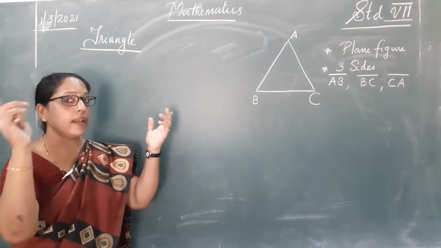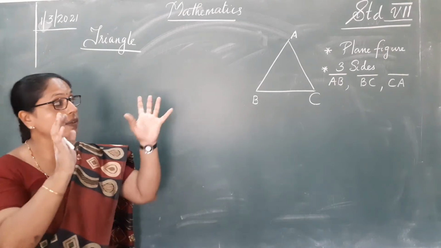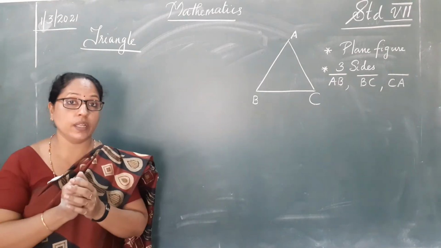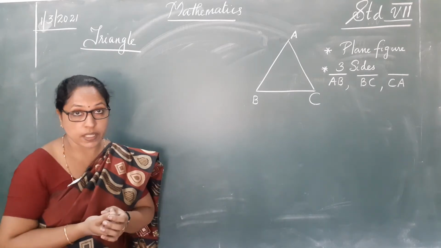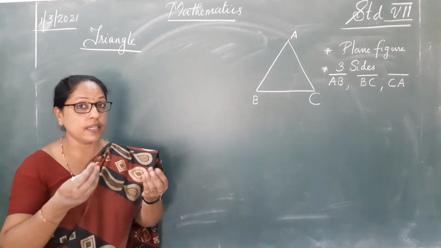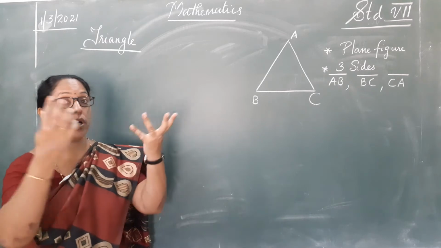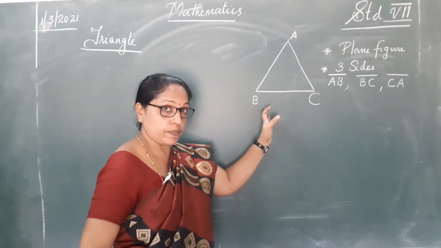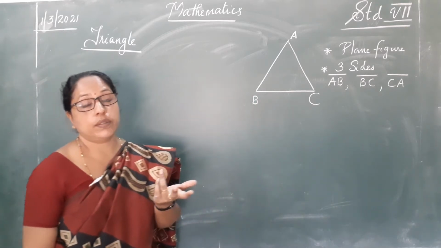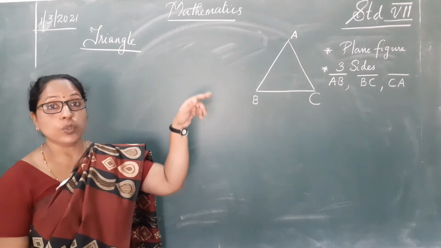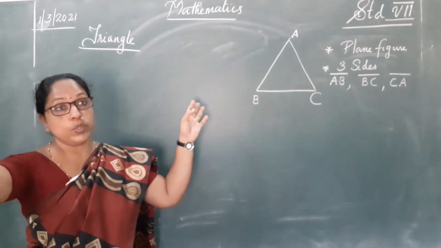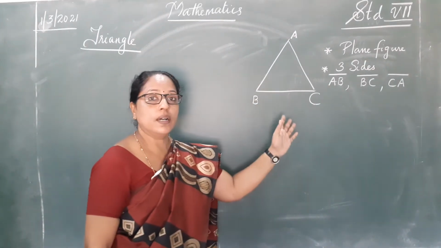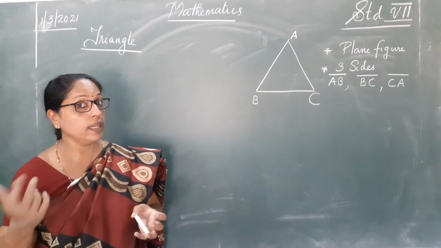Okay, if you look around, you can see triangular shaped objects. Just find out from your surroundings the triangular shaped objects. This is an activity for you all. Just find out which things you can observe in this triangle shape. One example I could say is road signs. On the roads we can see the signboards. Signboards are in the shape of a triangle.